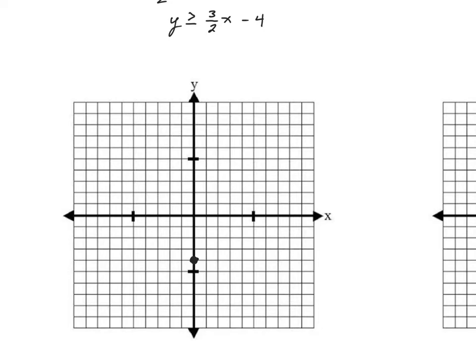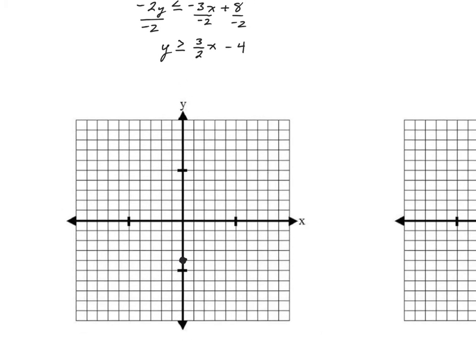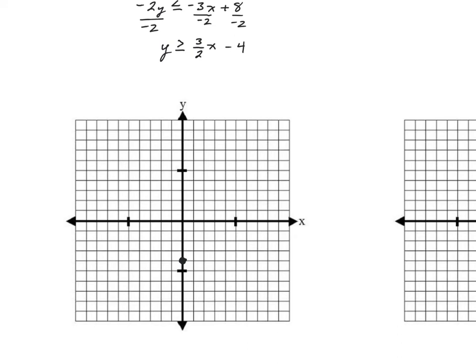And how do we get to the next point? Rise 3, run 2. That's right. We're going to use that slope, 3 over 2. Rise 3, 1, 2, 3, and then go over 2. Draw another dot. Rise 3 over 2. You can go on forever and ever. And then we're going to draw a solid line.